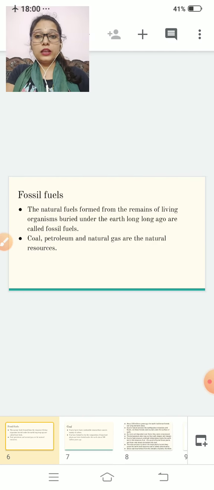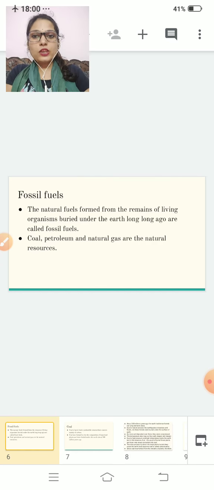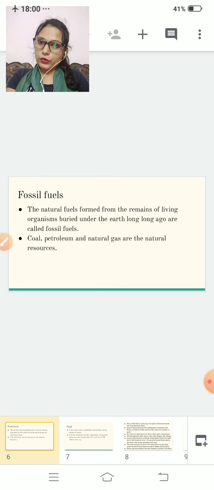After that, decomposition of this. Whatever product you obtain is known as your fossil fuel. So basically, your fossil fuel is the decomposition of what? Your wastage of animals and plants. After that, whatever product you get is known as your fossil fuel. Examples: coal, petroleum, natural gas. They are natural resources, or you can say they are examples of fossil fuels. Clear?